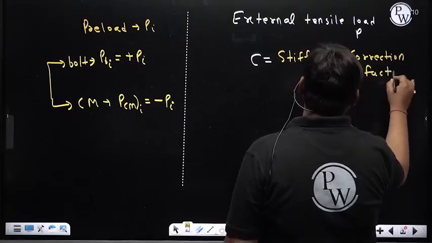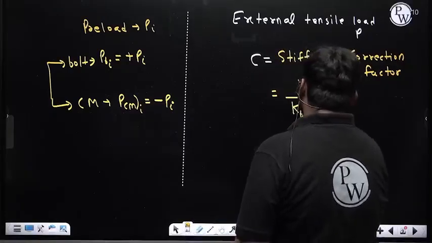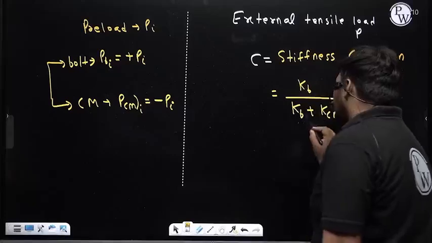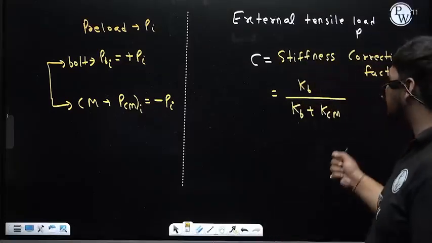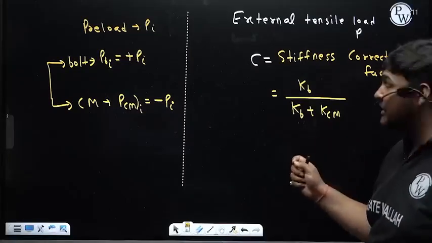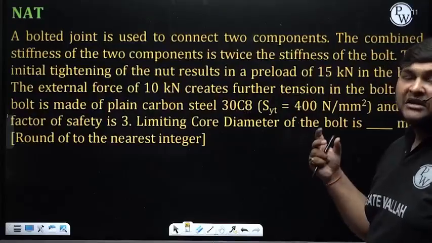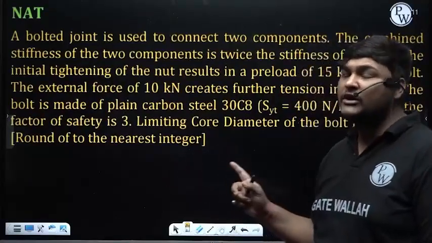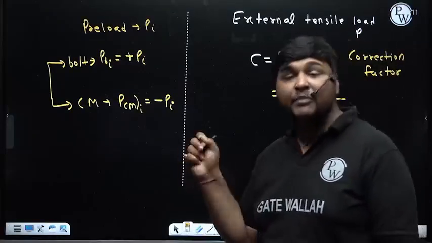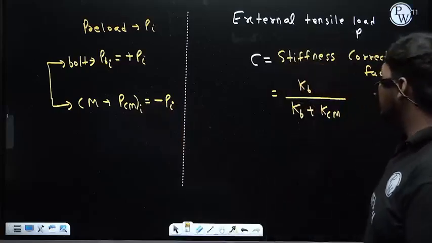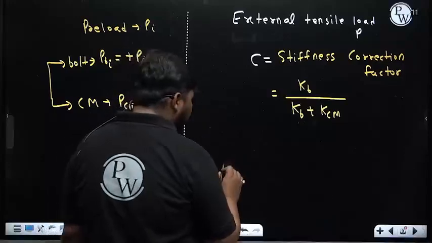The formula to calculate the stiffness correction factor is KB upon KB plus KCM, where KB is the total stiffness of the bolt and KCM is the stiffness of the connecting member, or the stiffness of that part of the connecting member which is under compression due to preload. In the question, the stiffness of the connecting member is given but it is not mentioned for which portion. Always assume that the stiffness given is that of the part of the connecting member which is under compression due to preload. This is the formula to calculate the stiffness correction factor C.